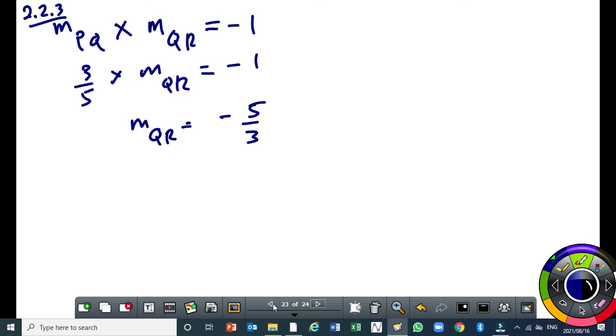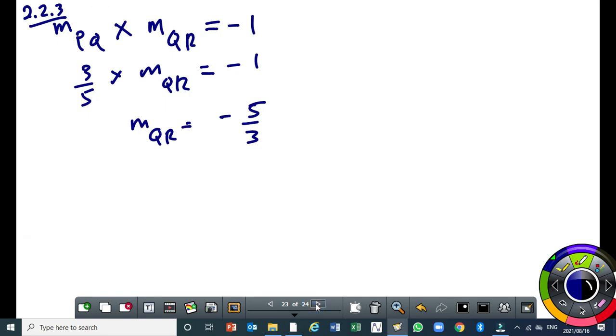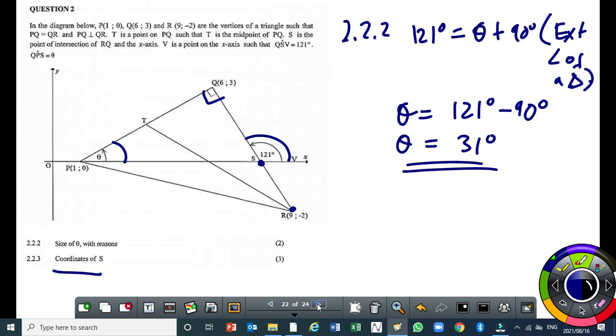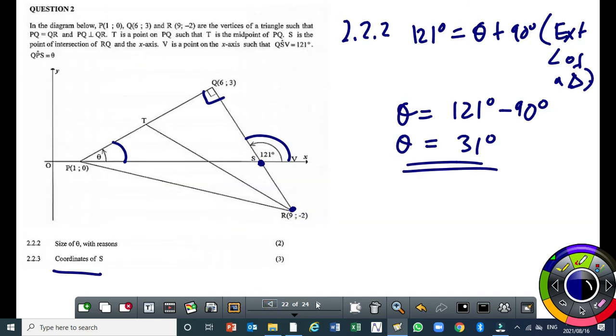Then, to find the equation, it is your choice. I'm going to choose the coordinates of R. You can also use the coordinates of Q. But I'm going to use the coordinates of R. Then, y equals mx plus c. My y is negative 2 and my x is 9. Negative 2. My m is minus 5 over 3. My x is 9, plus c. Right? Hope you are following that.